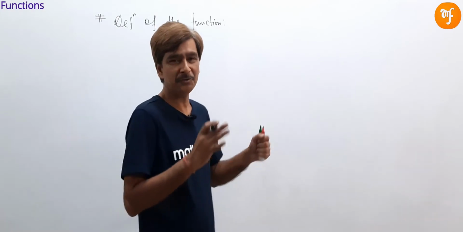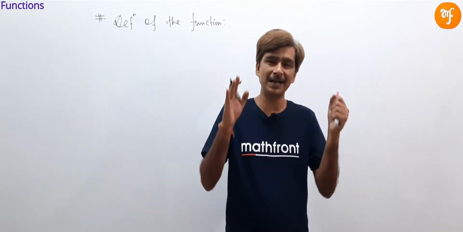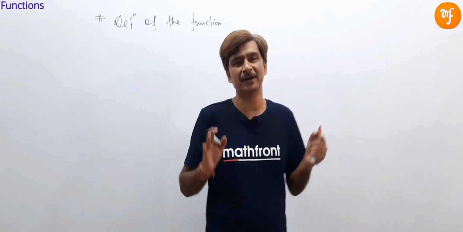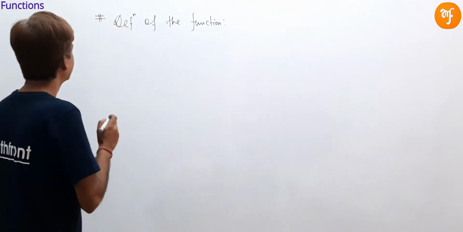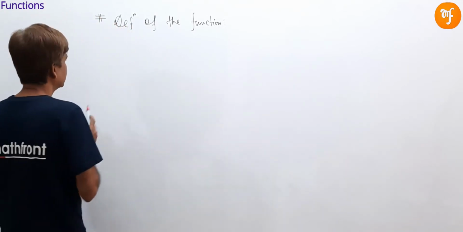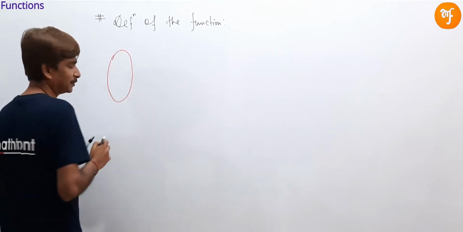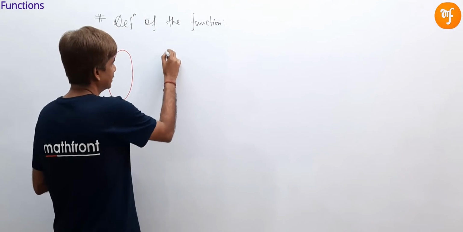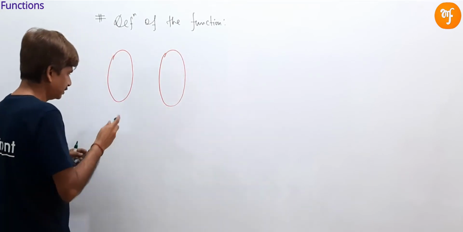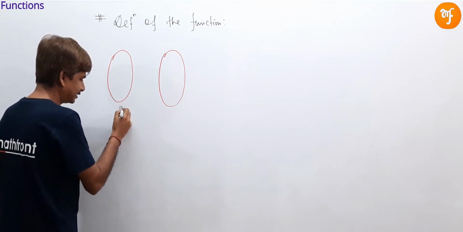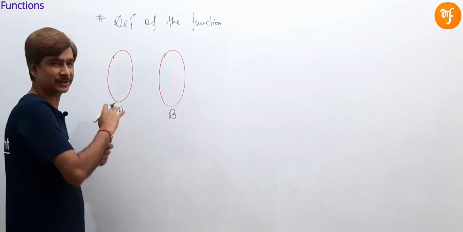So friends, now we are discussing the mapping diagrams through which we will discuss whether a relation between two non-empty set is a function or not. Okay, so please look how we can discuss. Suppose there are two sets. This is one of the set and this is another set. So this set is set A and this set is set B.